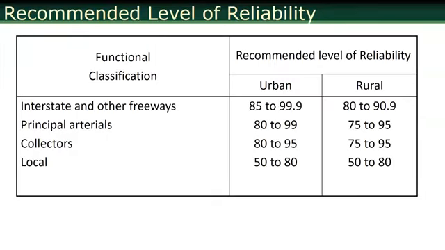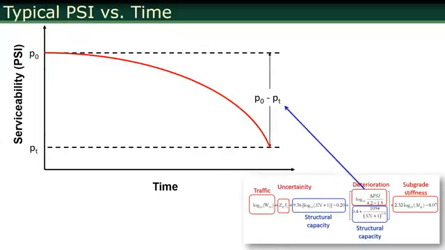Typically, there are different reliability levels that are recommended for different road types. For very important roads, urban versus rural, you have higher reliability; you want less probability of failure. For local roads, you might accept a little more probability of failure, or less reliability. That's a decision that you need to make.